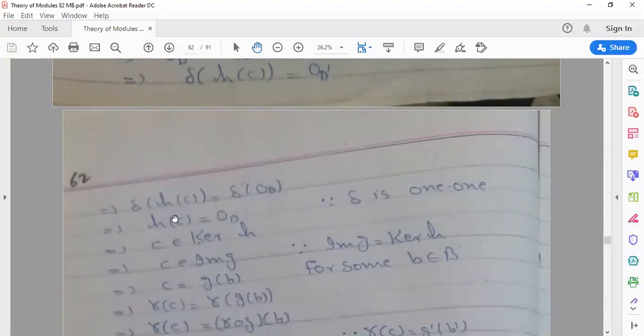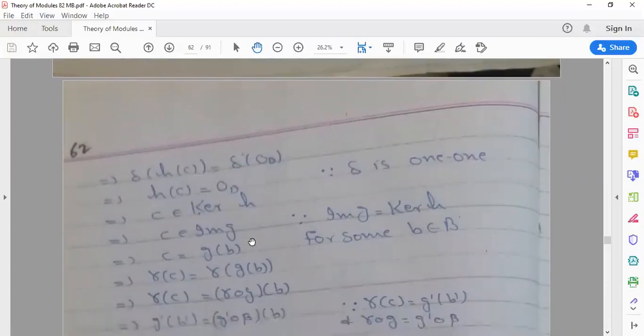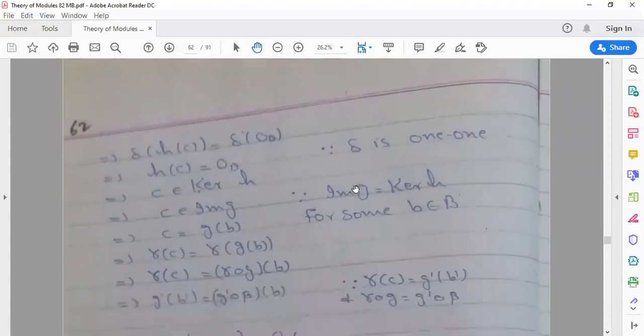So when we take c and assign it to the function h, the result will be 0. So this element should belong to the kernel of h. And by hypothesis, the kernel of h is equal to the image of g. So c should belong to the image of g, and the image of g contains elements of the kind g of b. So for some b belonging to B, c is equal to g of b.